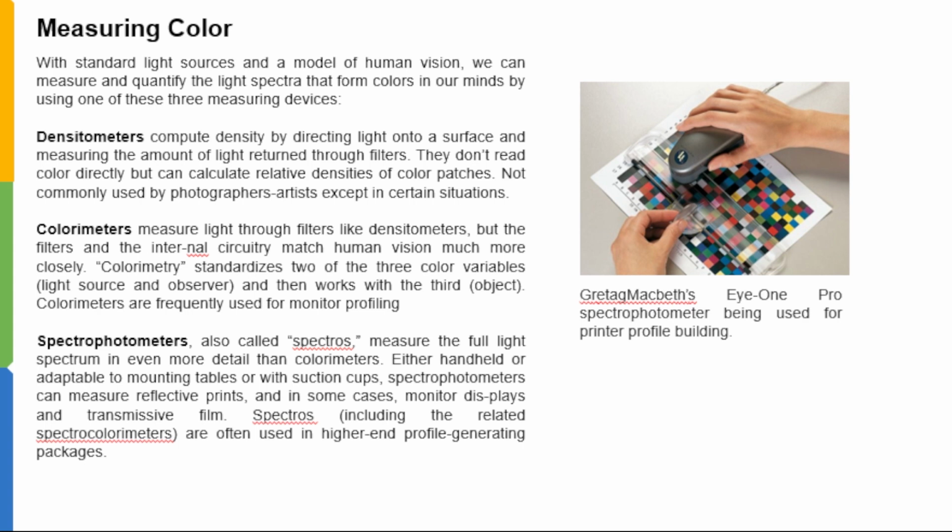Spectrophotometers, also called spectros, measure the full spectrum of light in even more detail than colorimeters, and are either handheld or adaptable to mounting tables or suction caps. Spectrophotometers can measure reflective prints and in some cases monitor displays and transmissive film. Spectros, including the related spectropolarimeters, are often used in higher-end profile generating packages.